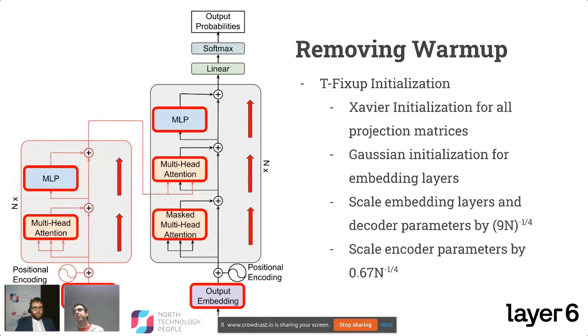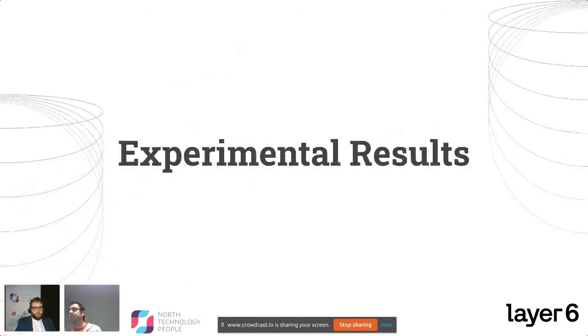We initialize everything in the usual way, Xavier initialization and Gaussian initialization for different pieces. Then we scale the embedding according to the number of layers. For the decoder, we go with 9 times the number of layers to the -1/4, and for the encoder, we go with 0.67. The 0.67 has a lot to do with this math, in order to make sure that the memory size is similar to the size given by the output embeddings. So that's the algorithm, and now we can actually look at the results.